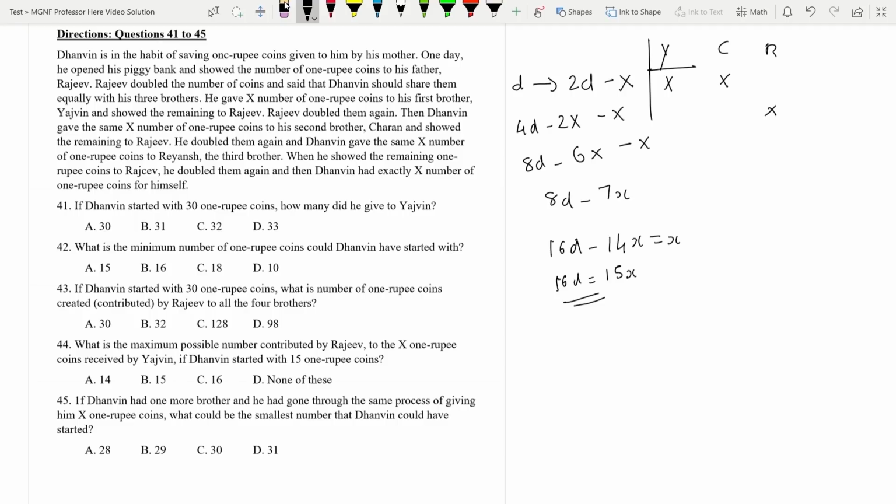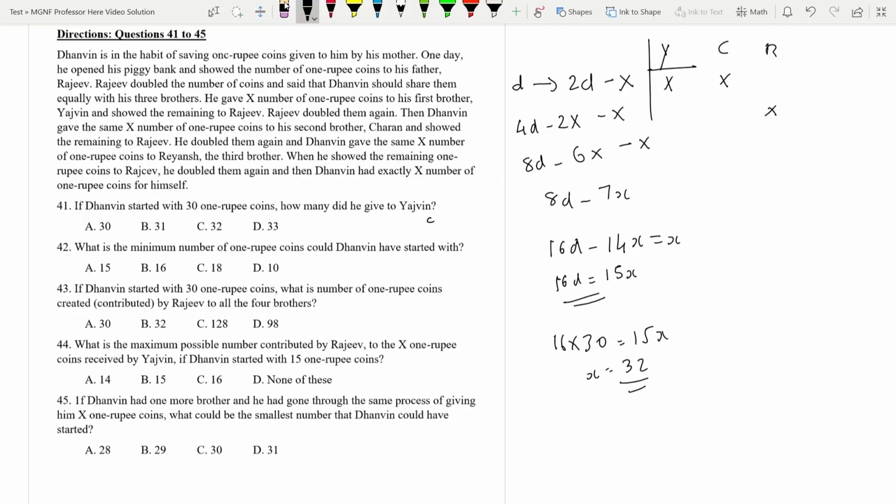So let's go to question number 41. If Dhanvin started with 30 1 rupee coins, how many did he give to Yajvin? So he started with 30 1 rupee coins, which means 16 into 30 is equal to 15X. Which means X is equal to 30 by 15, 2 into 16, 32. X is equal to 32. So if he had started with 30 1 rupee coins, then he would have given Yajvin 32 coins. So option C is the answer for the first one. Question number 42.